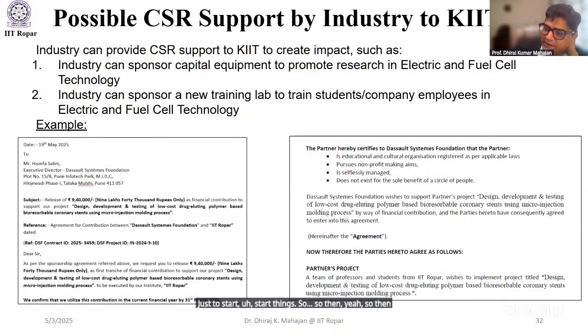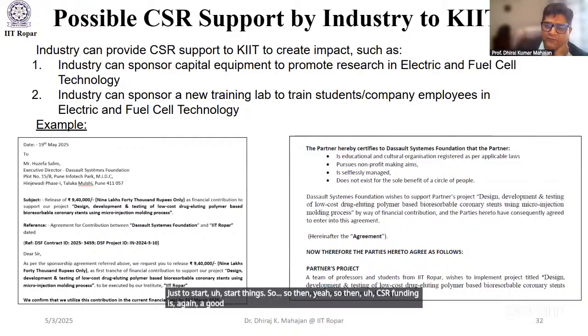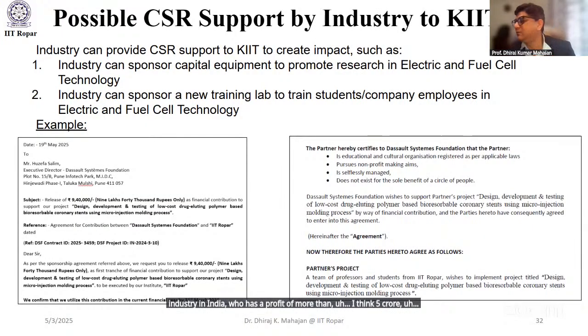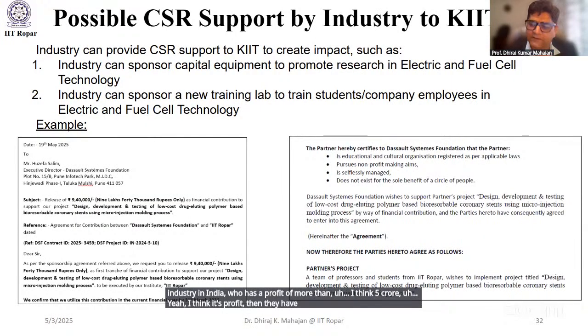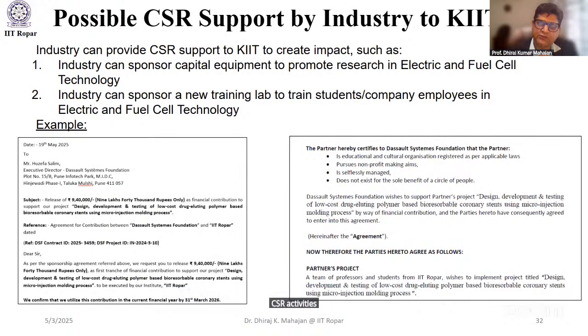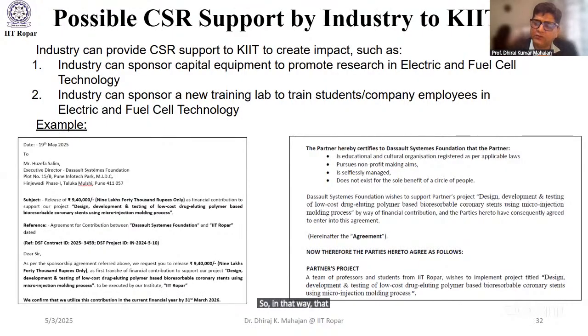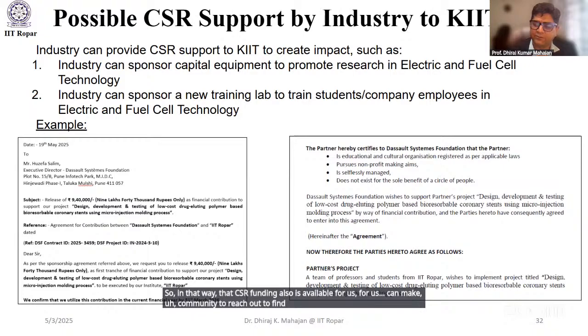Then CSR funding is again a good opportunity, because every industry in India that has a profit of more than, I think, 5 crore, has to spend 2% of that profit on CSR activities. And educational institutes are allowed to receive CSR funding directly from the industry. So that CSR funding is also available for us in the academic community to reach out to industries, make a plan, and then proceed.